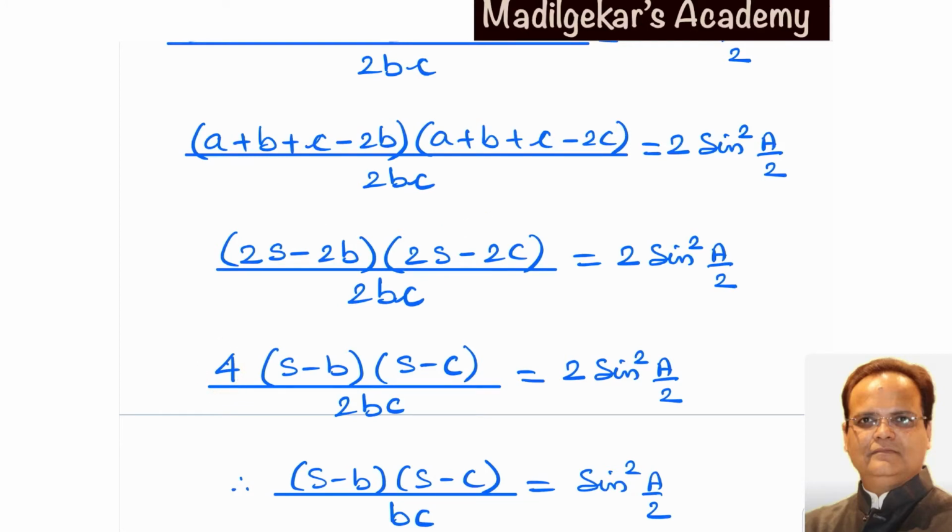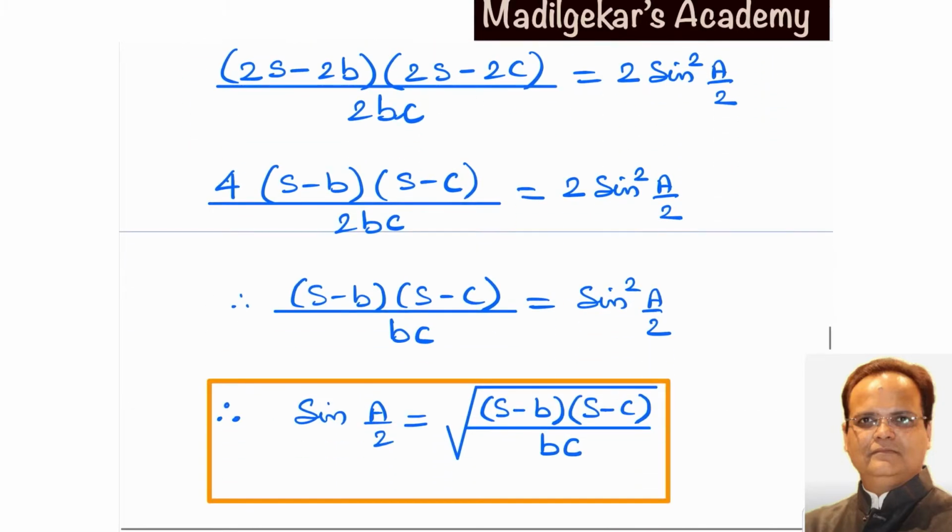(s minus b)(s minus c) upon 2bc, and on the right side it is 2 sin square A by 2. Cancelling constants, we get sin square A by 2 equals (s minus b)(s minus c) upon bc. Taking square root, we get sin A by 2 equals under root (s minus b)(s minus c) upon bc. So this is the proof of sin A by 2.